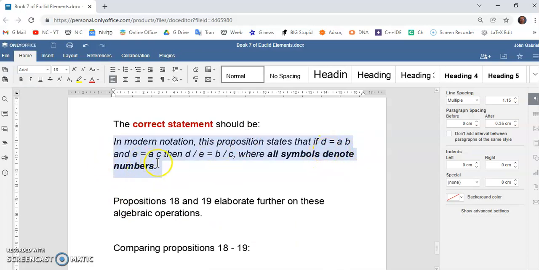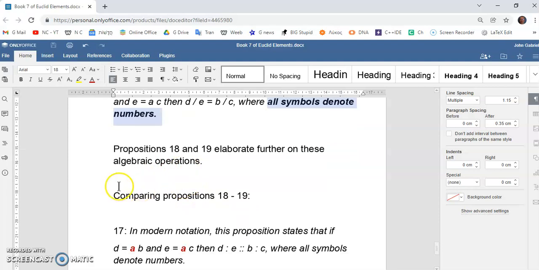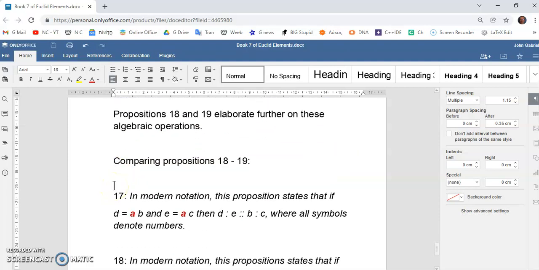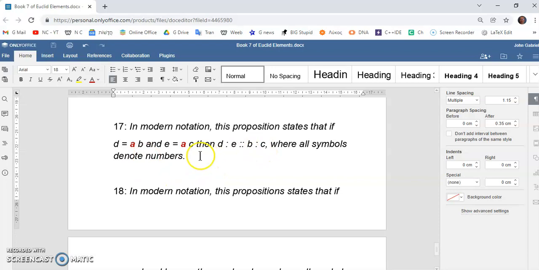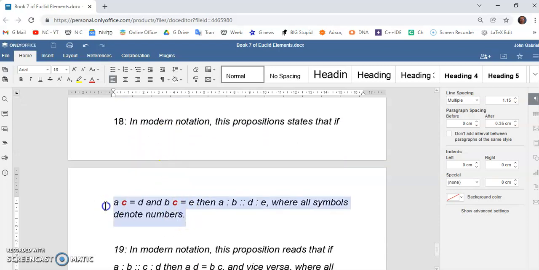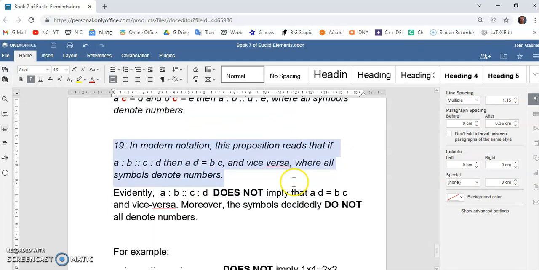If D is equal to AB and E is equal to AC, then D over E is equal to B over C, and all the symbols denote numbers. Now, propositions 18 and 19 elaborate further on these algebraic operations. Let's just compare all of them. So 17, we have this statement, and 18 this statement, and in 19 this statement, okay? And I'm going to put this in the detail section, so don't worry too much about it right now. But evidently, this proportionality does not imply that AD is equal to BC and vice versa, okay? Moreover, the symbols decidedly do not all denote numbers, okay?